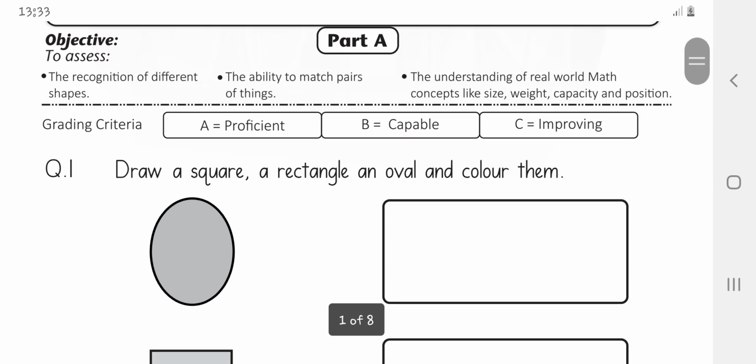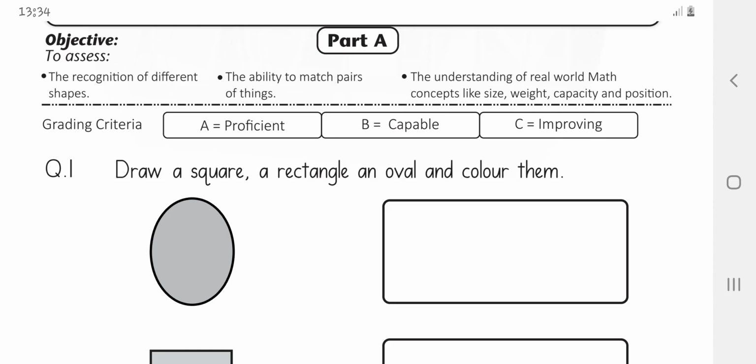Part A is about the mathematical concepts. So the students will be judged on their understanding of different shapes, different concepts of light and heavy, tall and short, long and short. They will do different questions to show that they understand these concepts. So the objectives are to assess the recognition of different shapes, to assess the ability to match pairs of things, and to assess the understanding of real-world math concepts like size, weight, capacity, and position.